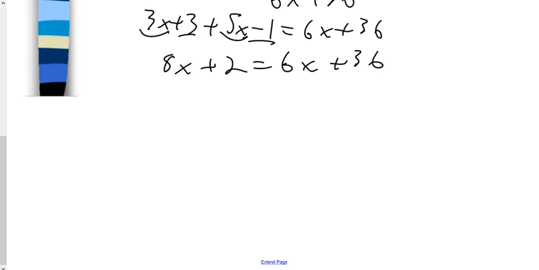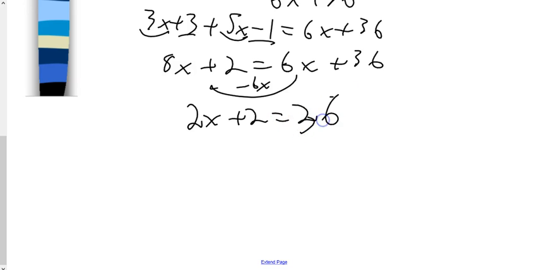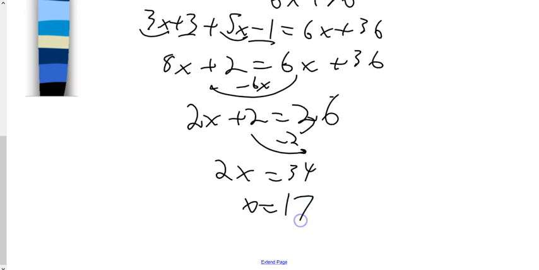I want to keep my x's positive, so I'm going to subtract 6x. That's going to give me 2x plus 2 equals 36. I'm going to subtract 2 from both sides. 2x equals 34. Divide by 2, x is 17.